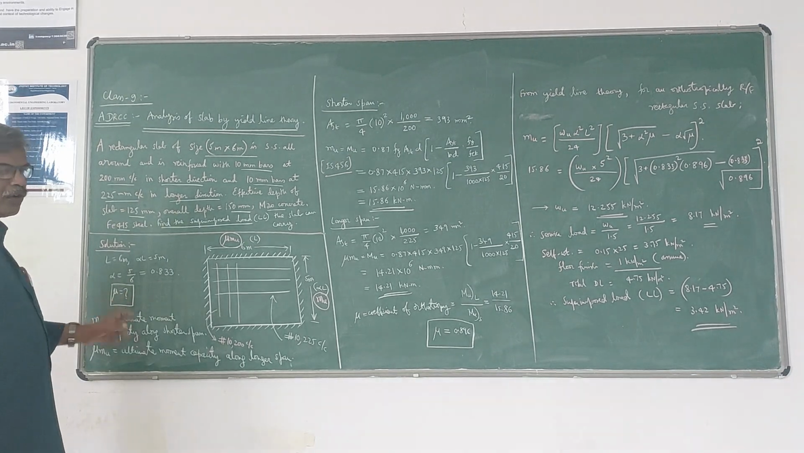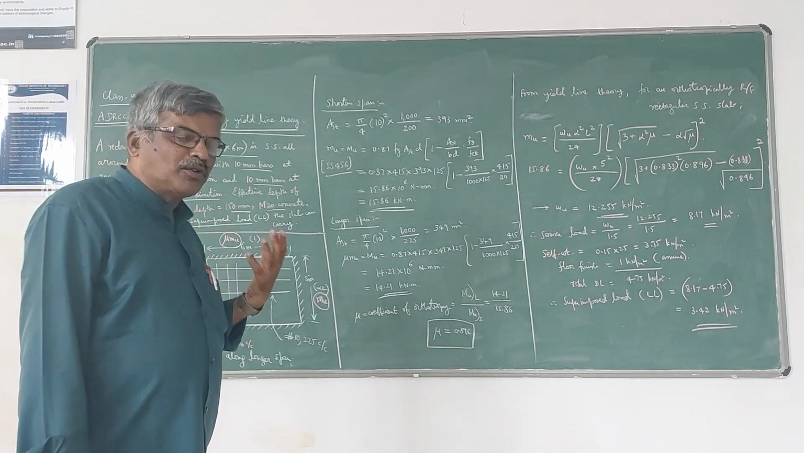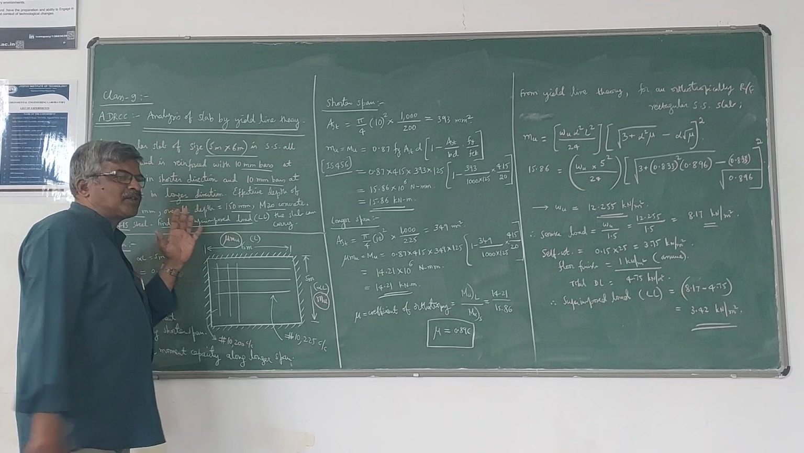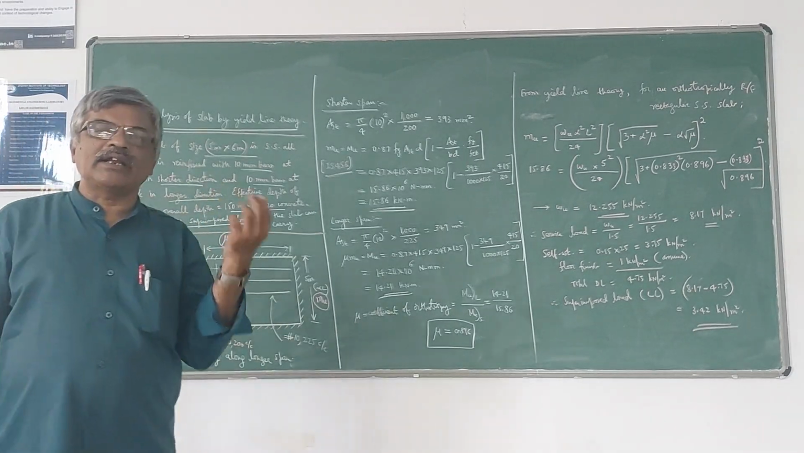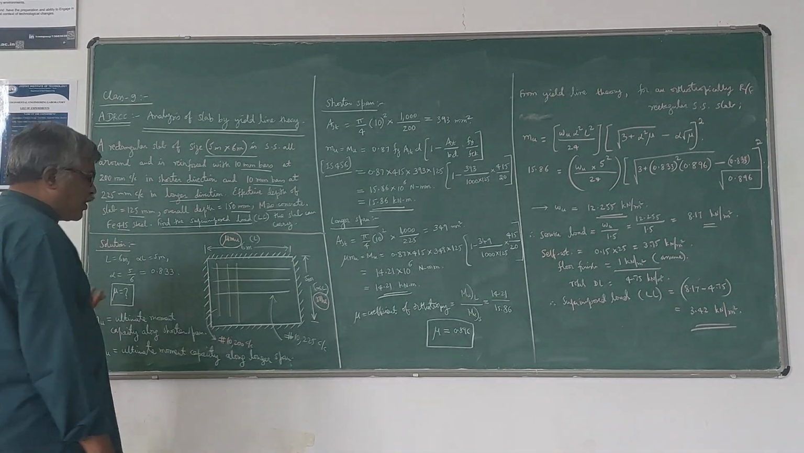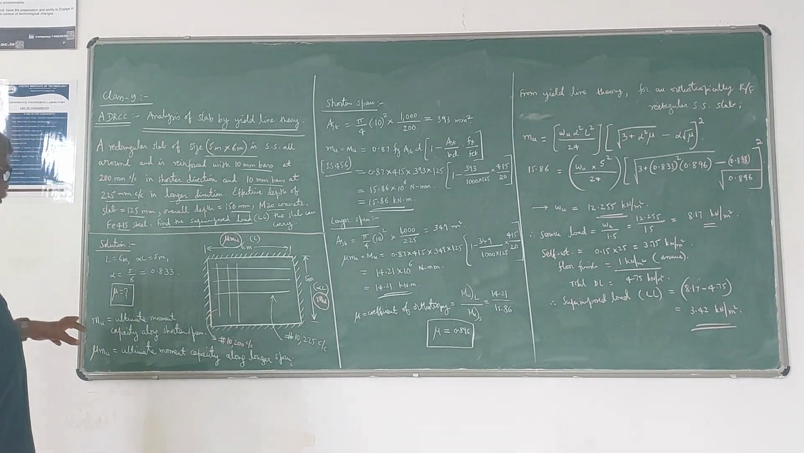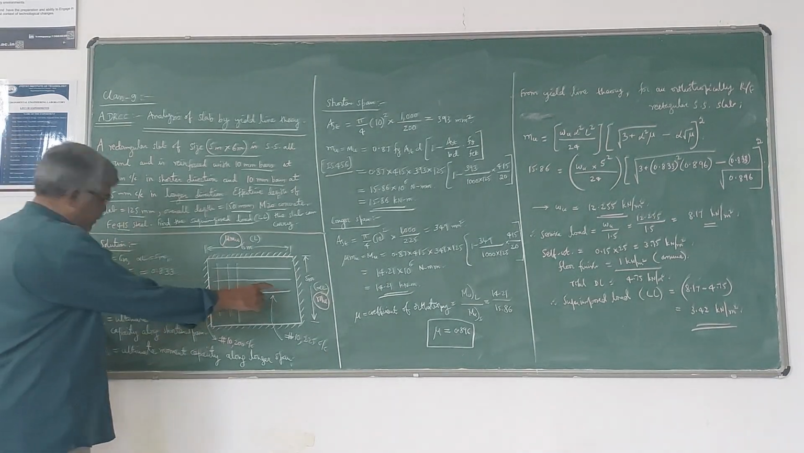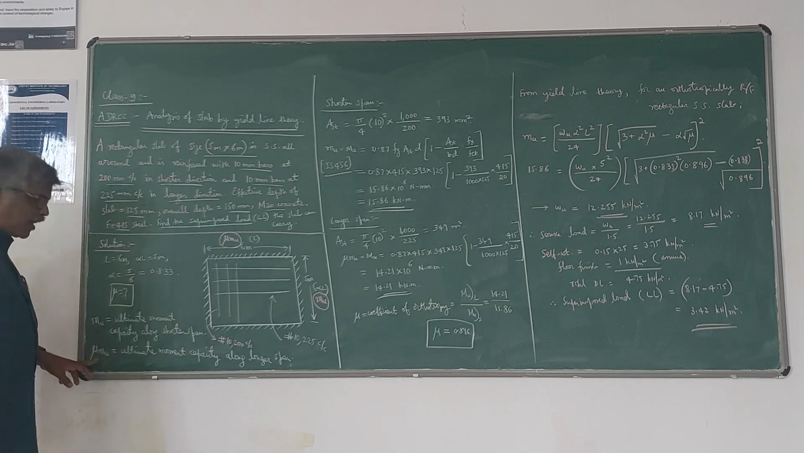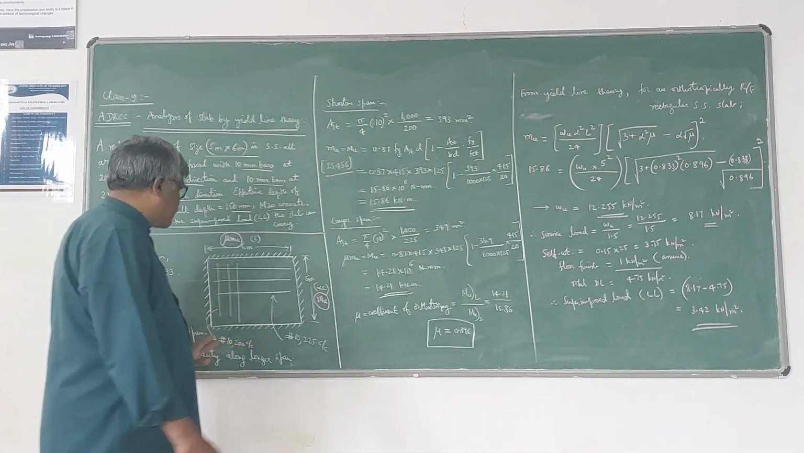Now mu, you don't know what it is. Of course the value of mu is not equal to 1, because if mu is equal to 1, reinforcement will be the same in both the directions. But here reinforcement is different in both the directions. Therefore mu is not equal to 1. We have to calculate the value of mu. Let me take Mu as the ultimate moment capacity along the shorter direction, and mu times Mu is the ultimate moment capacity along the longer direction.